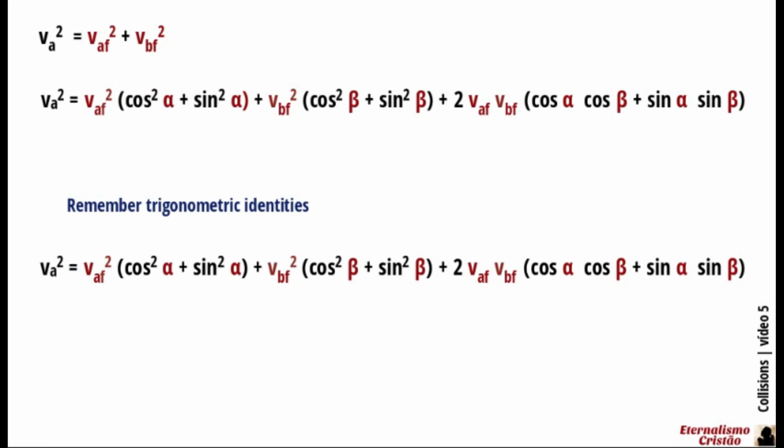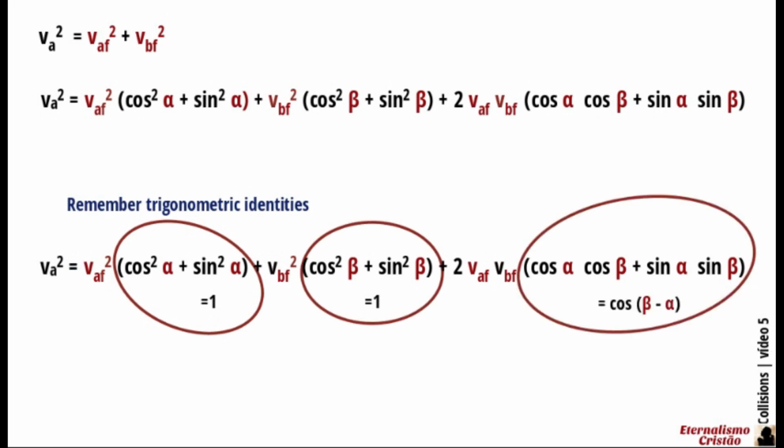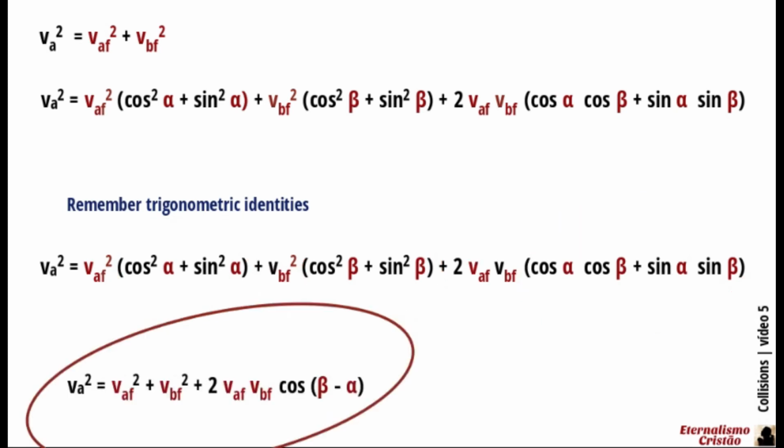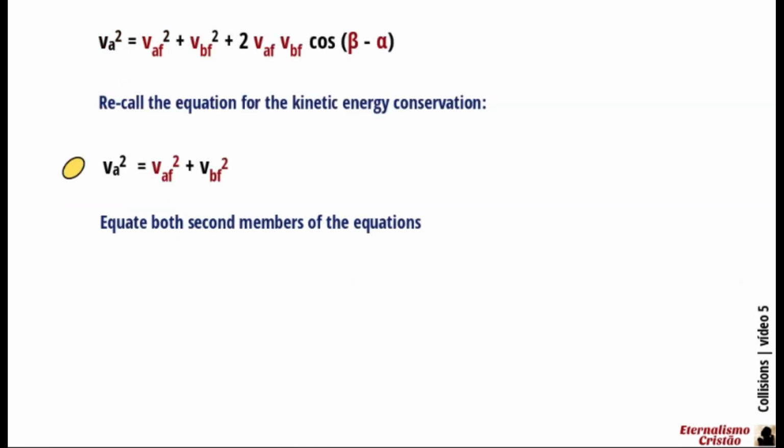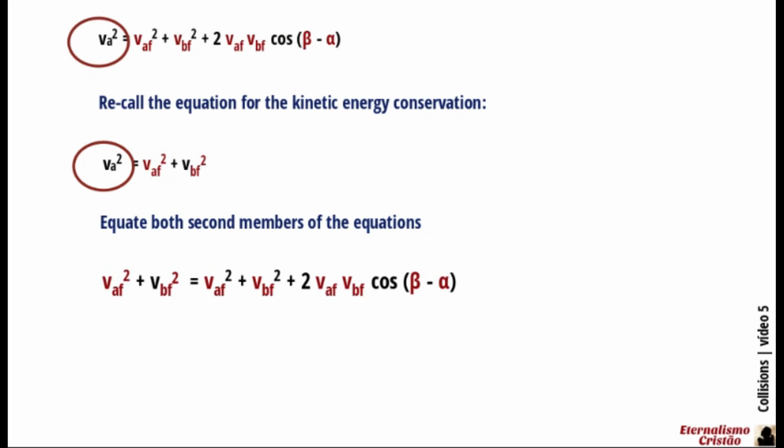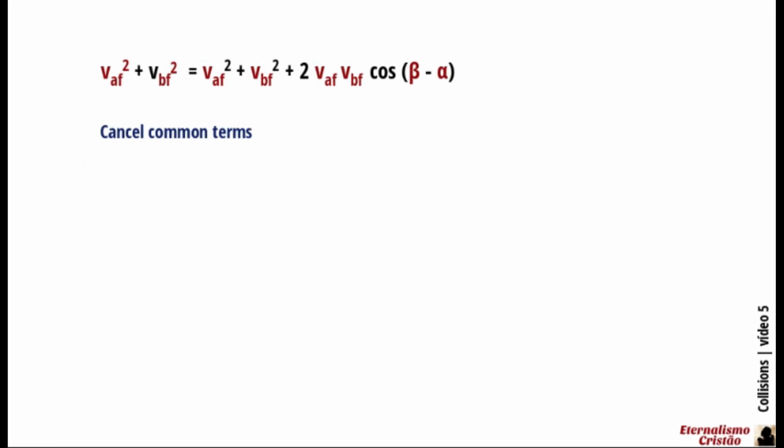Remember trigonometric identities. An intricate equation reveals its inner simplicity. Recall the equation for the kinetic energy conservation and equate both second members of the equations. Cancel common terms.